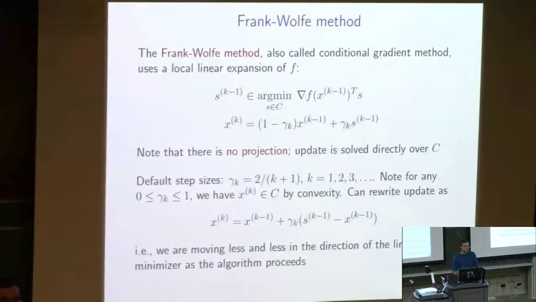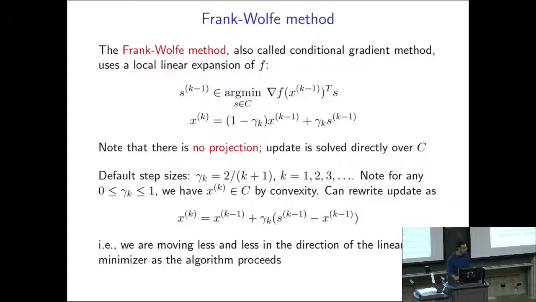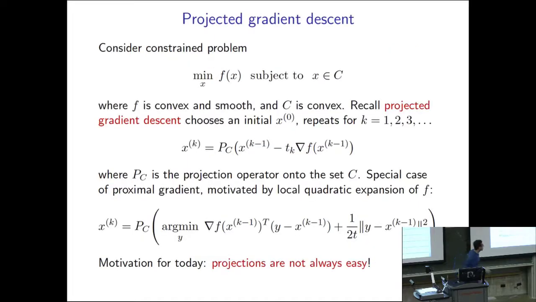That method is due to two people in the 50s, Frank and Wolfe. I think it's 1956, so it's called Frank-Wolfe. The Frank-Wolfe method. It's also called the conditional gradient method, but I just don't like that name. To me, the word conditional does not make sense, maybe because I'm a statistician. So you'll see it written as conditional gradient method, but I think a lot of people call it the Frank-Wolfe method. So it does something differently, which is that it actually uses a local linear expansion of f. Okay, so it doesn't use this term. It just uses the linear term.